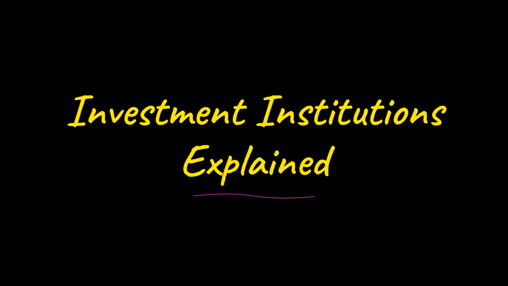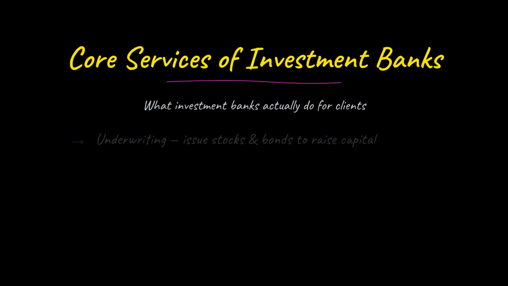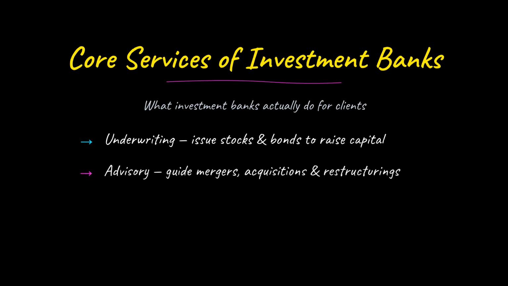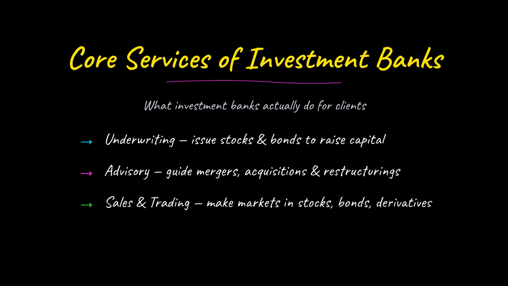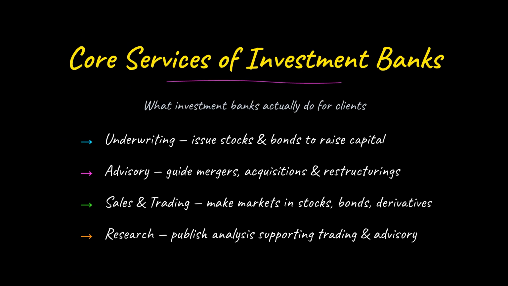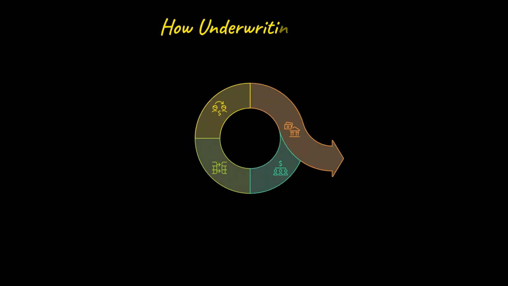Investment institutions are financial firms whose core business is helping companies raise capital, advising on corporate transactions, and managing investment assets. Unlike banks that take deposits or insurers that collect premiums, these firms specialize in capital markets activity. Investment banks offer 4 core service lines. Underwriting helps companies issue securities. Advisory guides major corporate transactions. Sales and trading desks make markets for institutional clients. Research teams publish analysis that supports both businesses.